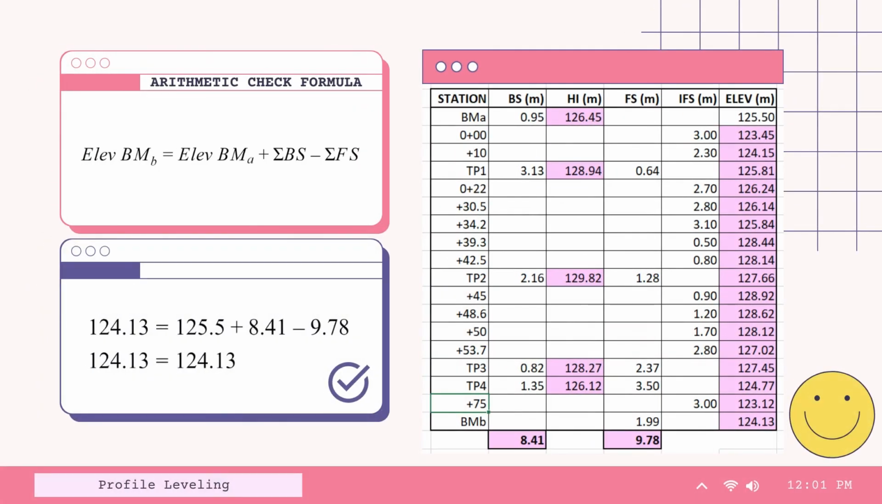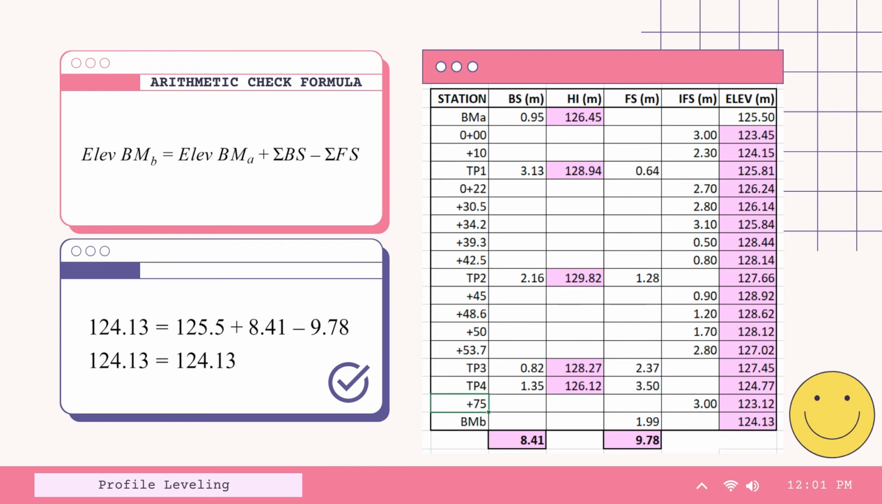After doing the calculations, we perform the arithmetic check. It is found by the formula elevation of benchmark B is equal to the elevation of benchmark A plus summation of backsight minus summation of foresight.